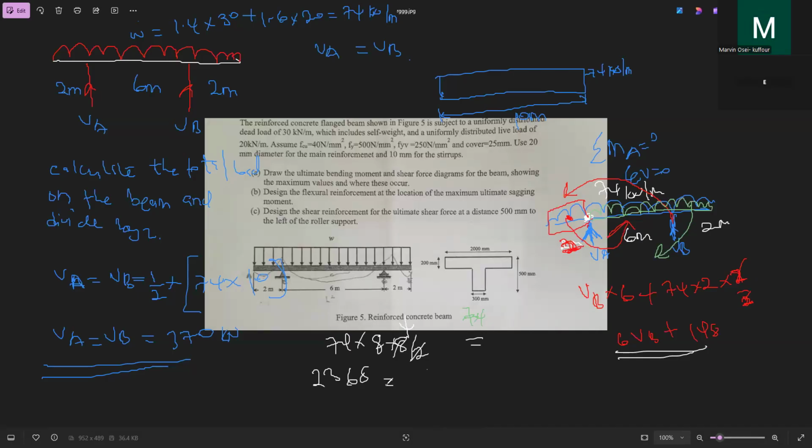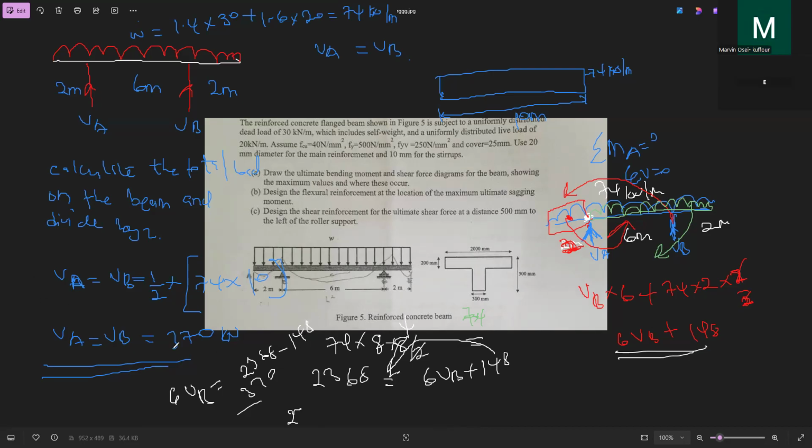Okay, so 2,368 is equal to 6 VB plus 148. So what is VB? Send this one to this side, it will subtract. So 2,368 minus 148 will give us 2,220, then you divide by 6. We get 370. So you've done the subtraction and the division already. That's good. So fast. So you see, it has confirmed the answer that we got here.